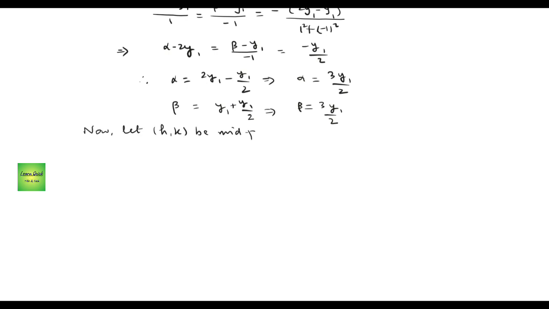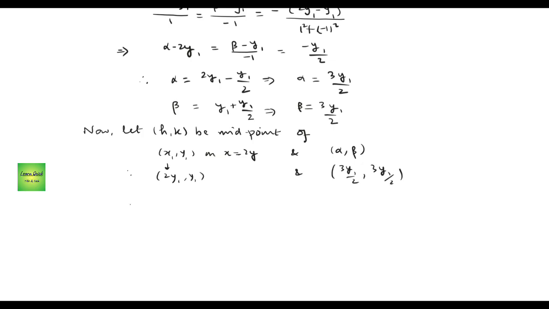Now, let h, k be the midpoint as mentioned in the question, midpoint of x1, y1 from where the foot of perpendicular is being drawn, and alpha, beta, the actual foot of perpendicular. Right, so the points are 2y1, y1 and 3y1 by 2, 3y1 by 2 as we calculated just now. The midpoints are having coordinates h, k, so h is 2y1 plus 3y1 by 2 whole upon 2 and k is y1 plus 3y1 by 2 whole upon 2.